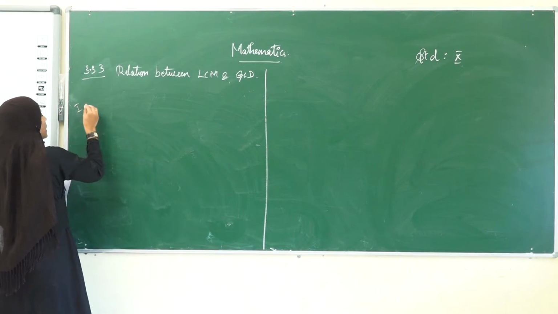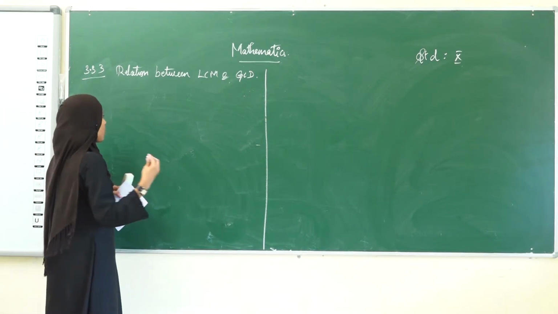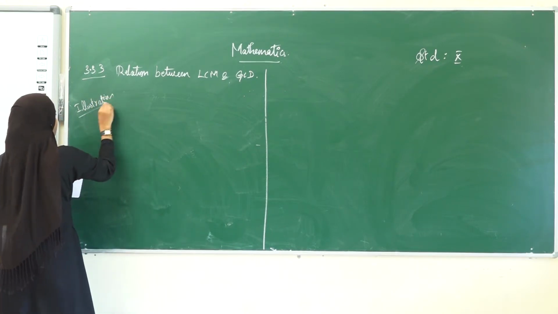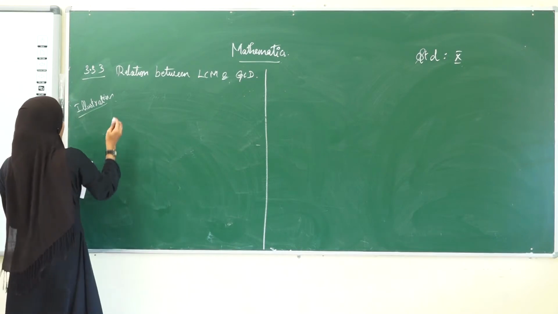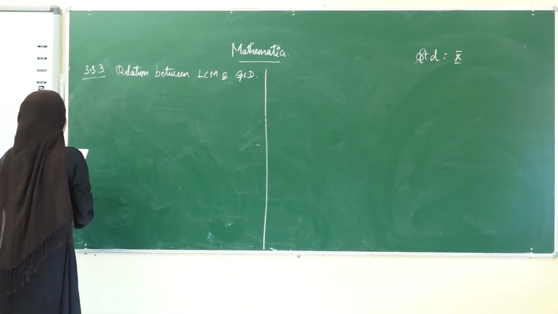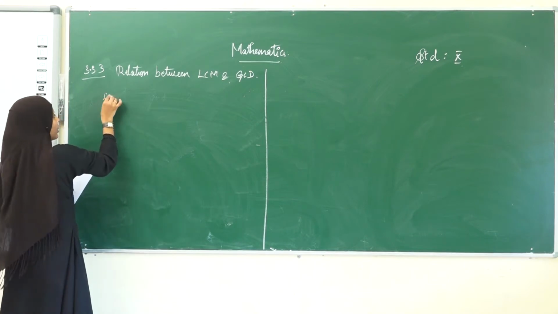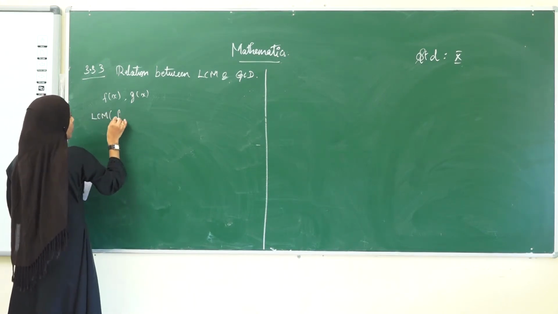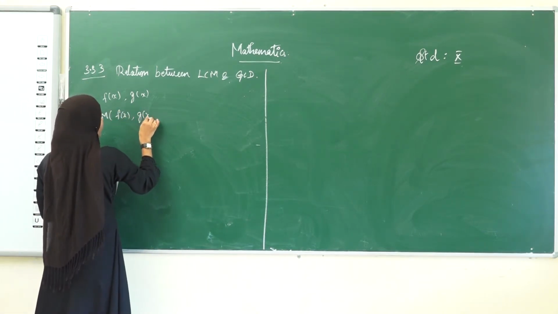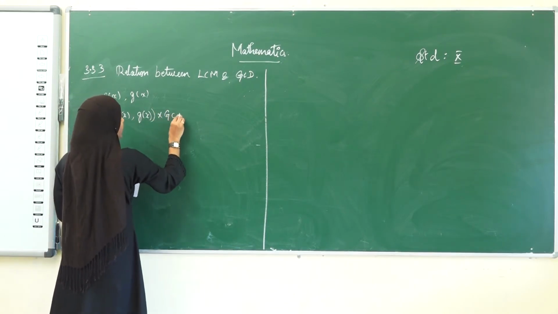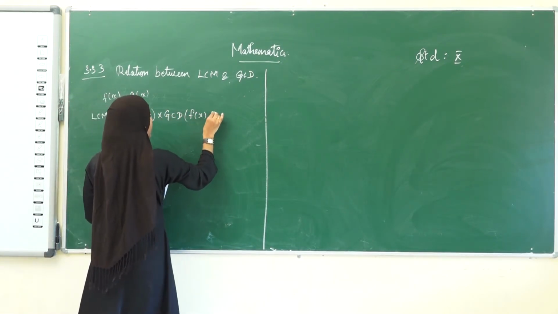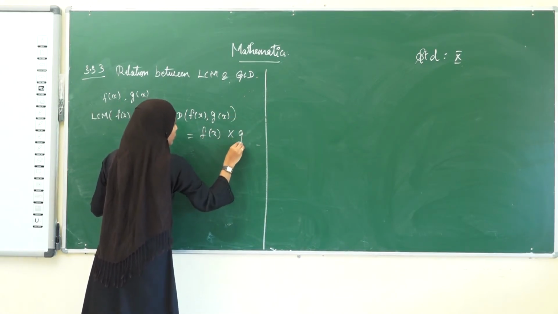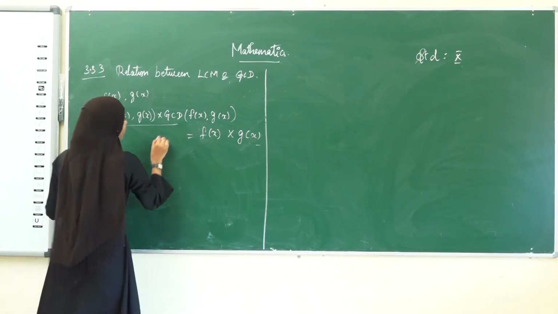Now let us see what is the relationship between LCM and GCD of polynomials. For that they have given some illustration, some example. See, the formula for this will be like this. For polynomials, we take two polynomials, f of x and g of x. The formula is LCM of f of x and g of x into GCD of f of x comma g of x will be equal to f of x into g of x. This is the formula we will get.